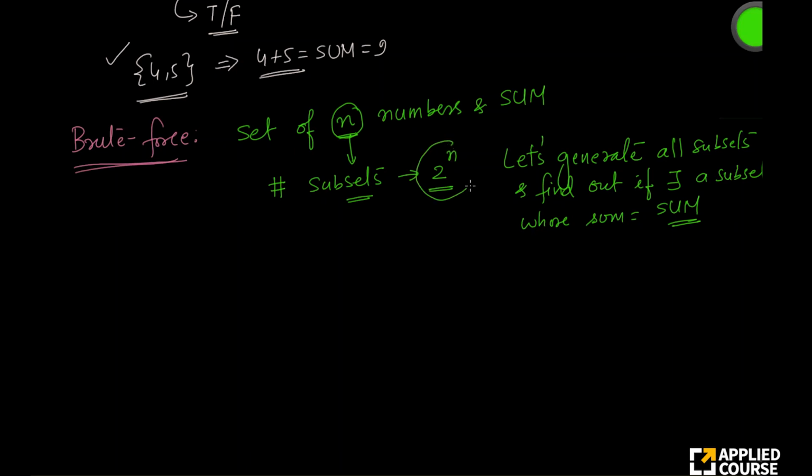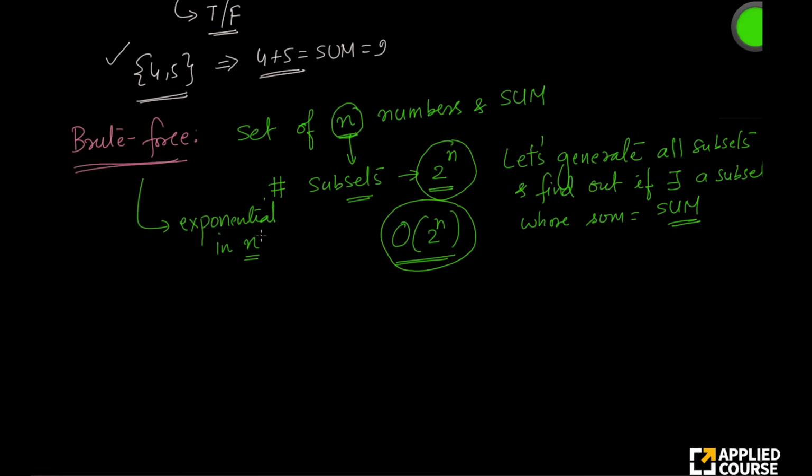That's the brute force approach. But to generate 2 power n subsets, I would need order of 2 power n time, obviously. So this brute force approach has exponential time complexity. It is exponential in n, which is important to remember. This time complexity is independent of the value of sum. Sum could be extremely large, but it doesn't matter. So the brute force approach has a time complexity of order of 2 power n.